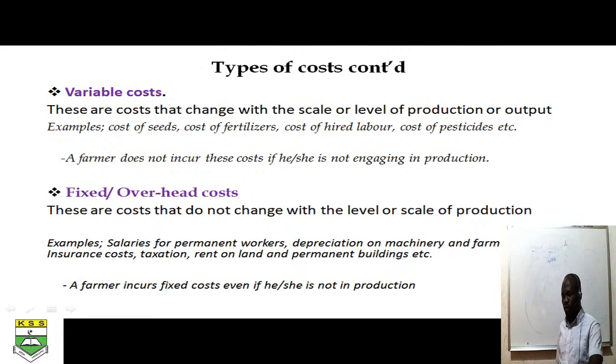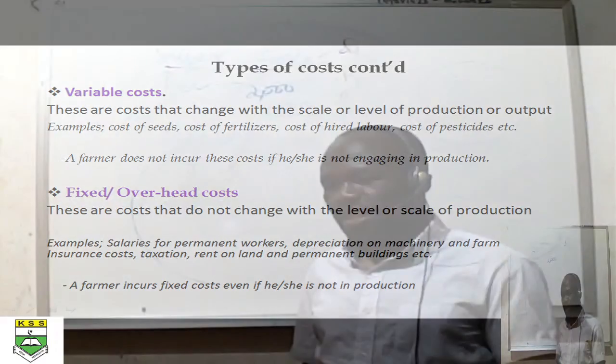Then the next type of costs are what you call the fixed, or what you call overhead costs. Now, these costs do not change with the level of production. What that implies is that whether you are producing or not, you have to meet them. And the best example here is rent.